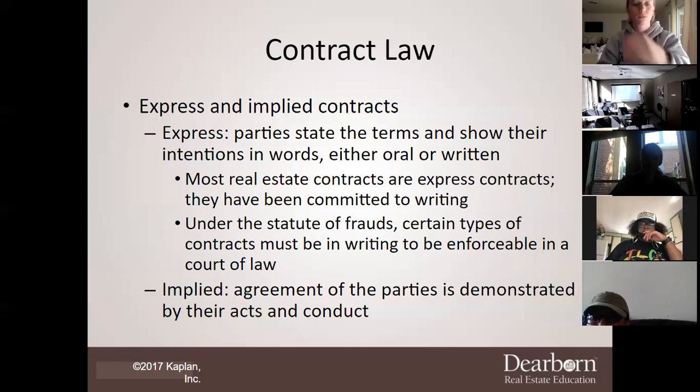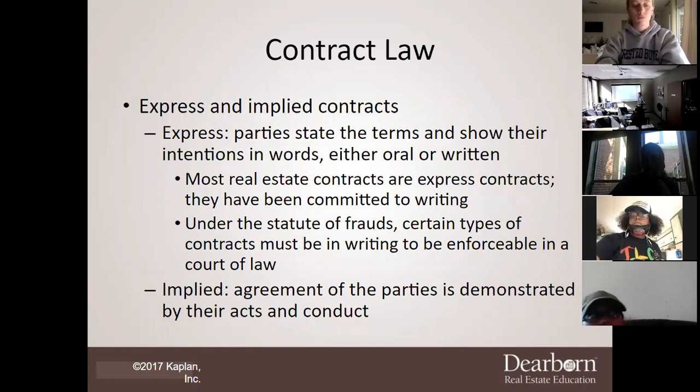An implied contract is an agreement of the parties demonstrated by their acts and conduct. Implied, remember, express is verbal. Implied is your actions.